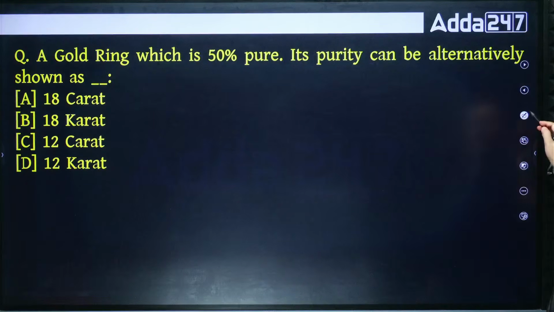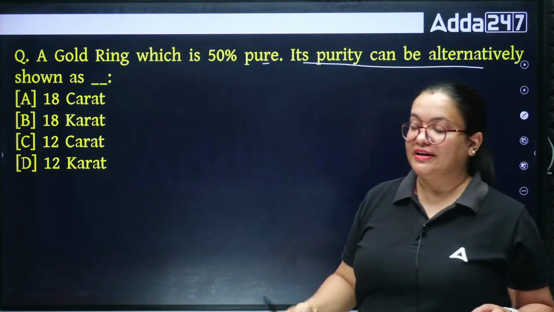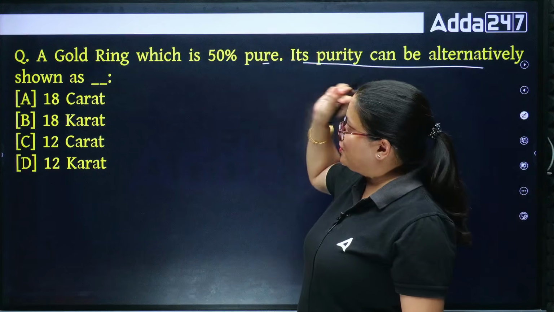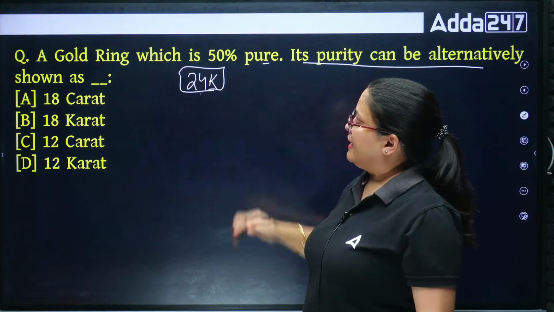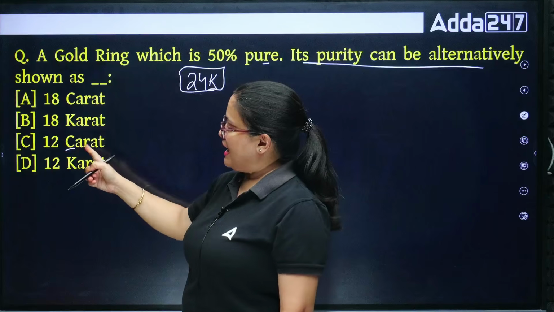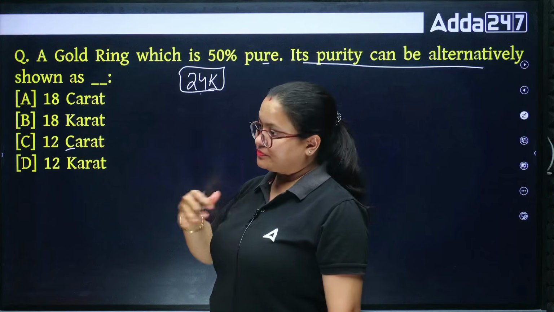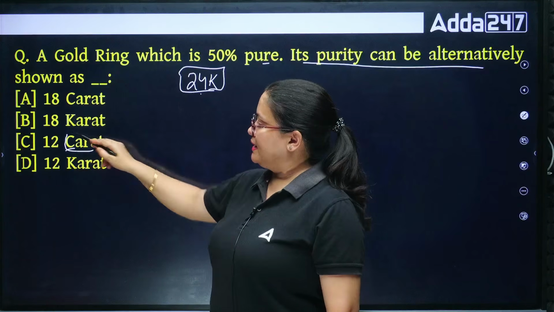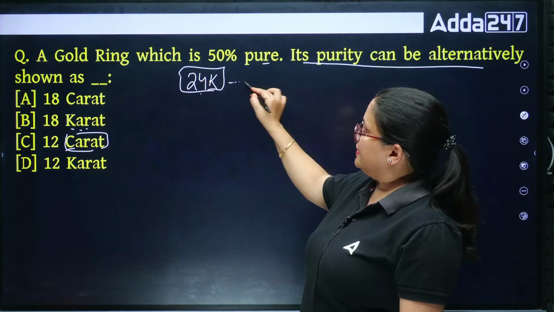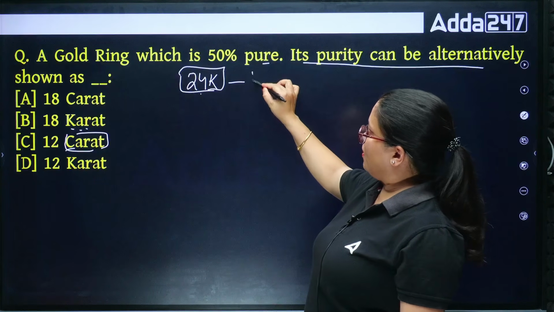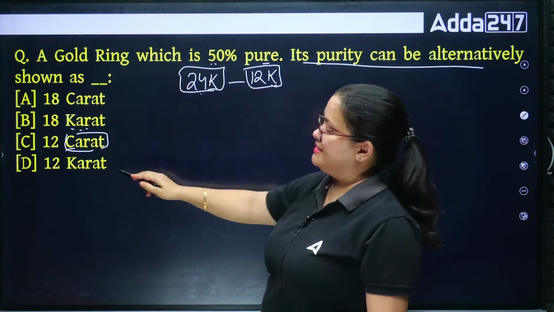Next, a gold ring which is 50% pure, its purity can be alternatively shown as what? Now think, I am wearing a gold ring. Whenever we talk about pure gold, it is 24 karat gold. When I write a C like this, I am denoting the purity of diamond. We measure diamond with the help of carat, and this K is for gold. If this is pure gold, then 50% gold will be 12 karat. So for 50% pure, the answer will be this.